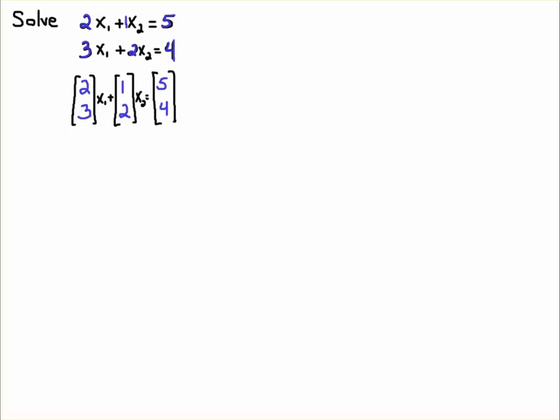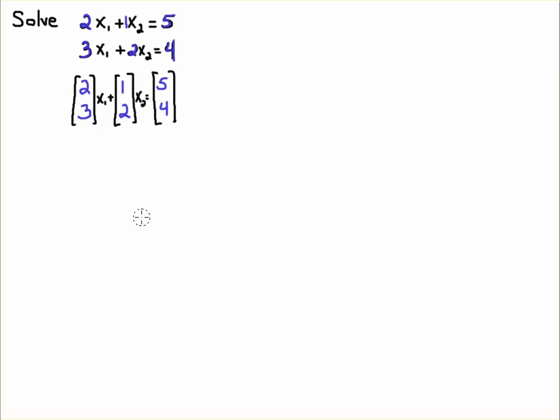And remember, at this point we're asking the question: how can we write the vector 5, 4 as a linear combination of the columns of this matrix 2, 3, 1, 2? Again, how can we write this vector 5, 4 as a linear combination of the vectors 2, 3 and 1, 2?